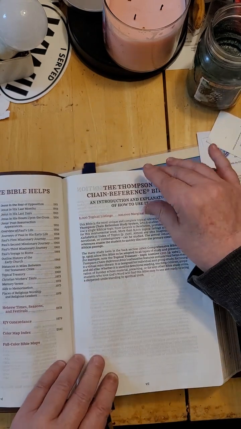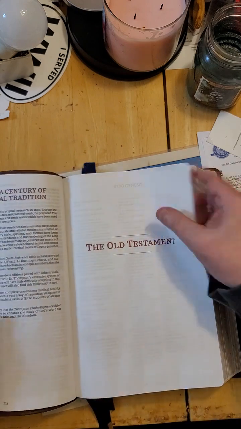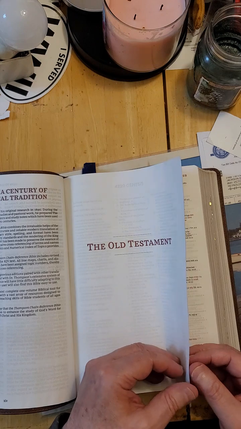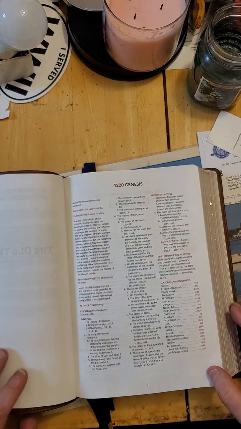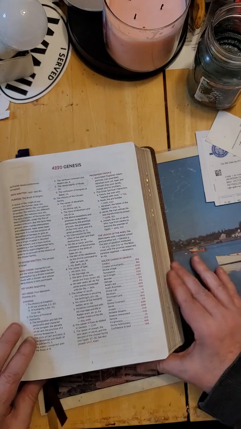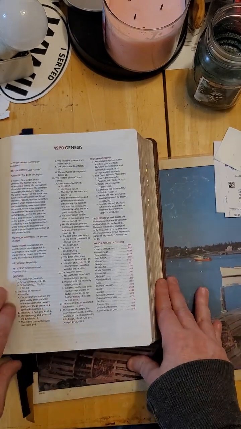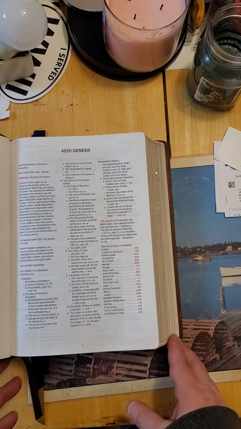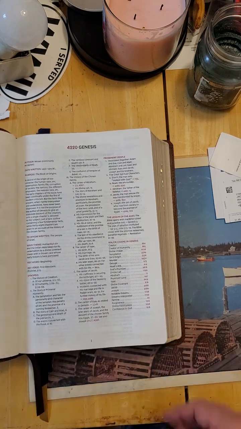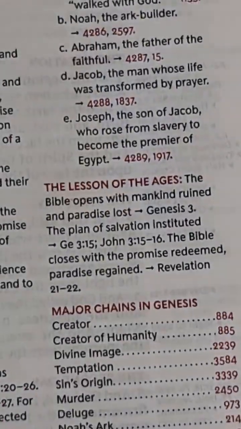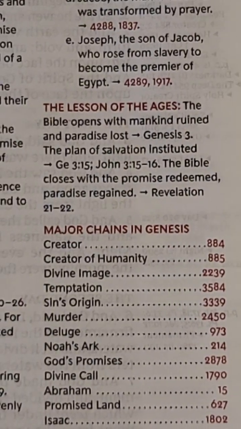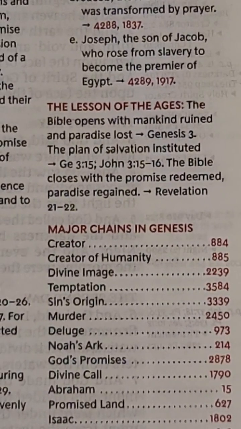Okay. So now the first change you're going to see in your Zondervan Bible is that they've moved the chapter summary, the book summaries, to the front of each book. Now, what I want you to notice here particularly is this down here. It says major chains in Genesis.